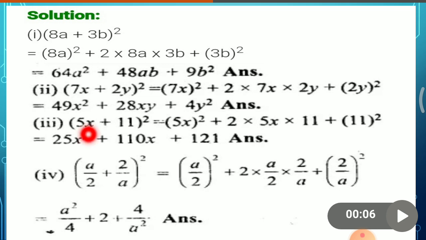And the next question is 5x plus 11 whole square. You solve it on the formula a plus b whole square. A square means 5x whole square, plus 2ab means 2 multiplied by 5x multiplied by 11, plus 11 square. 5 5 is 25x square, 2 5 is 10, 10 11 is 110x, plus 11 11 is 121.